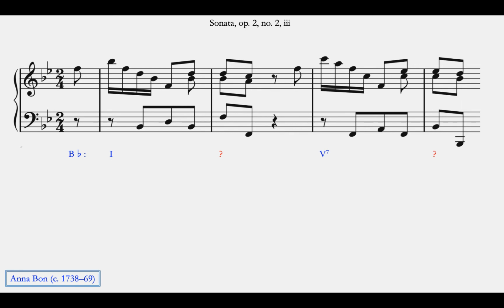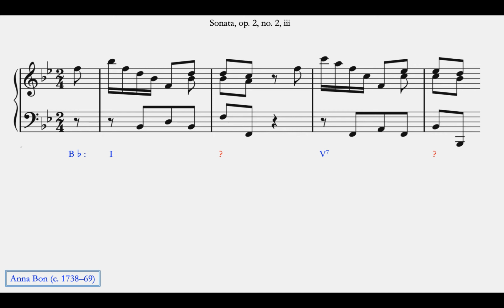I always like to start an analysis with the parts that are easy, and then circle back to the parts that are tricky. So first measure, that's pretty clearly 1. I haven't indicated that the bass skips from B flat up to D and back down to B flat. Let's just take B flat as the main bass note for the whole bar, so root position 1. Bar 2 looks tricky, we'll come back to that.